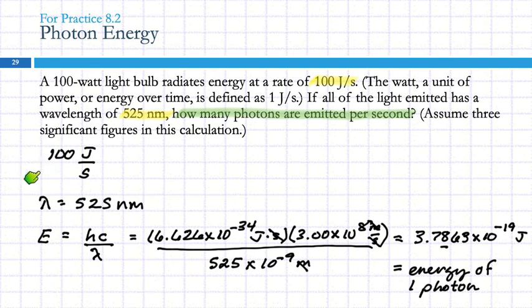So this light is giving off 100 joules per second. We can use this to convert between joules and number of photons, because one photon equals this many joules. So I put joules on the bottom and photons on the top. One photon, 3.7863 times 10 to the minus 19 joules. The joules cancel out.